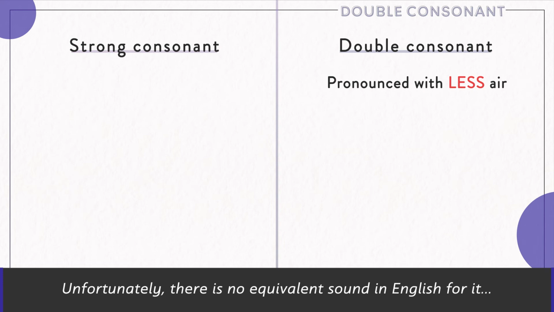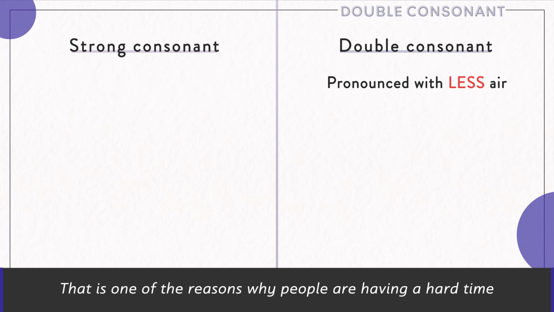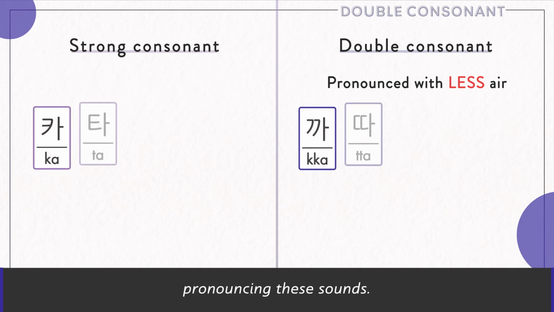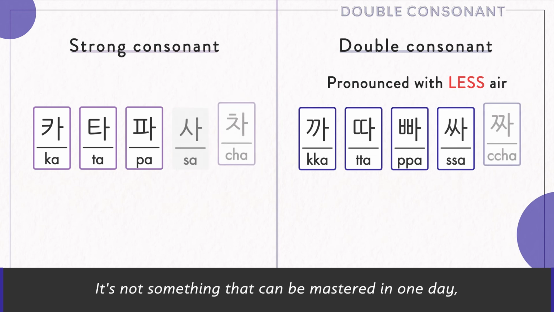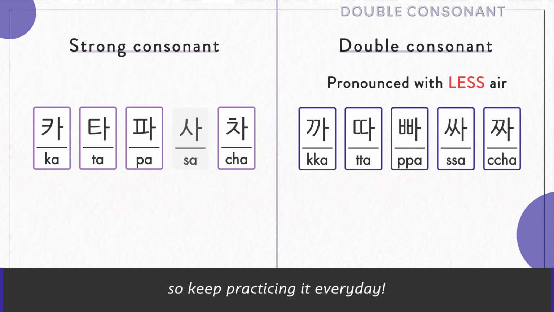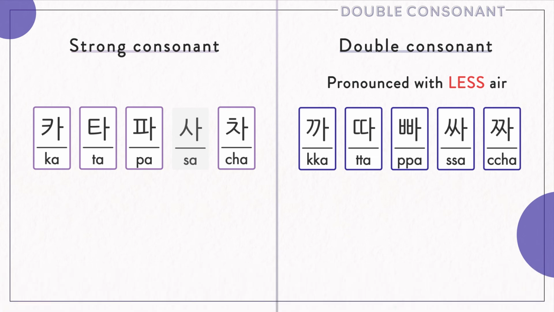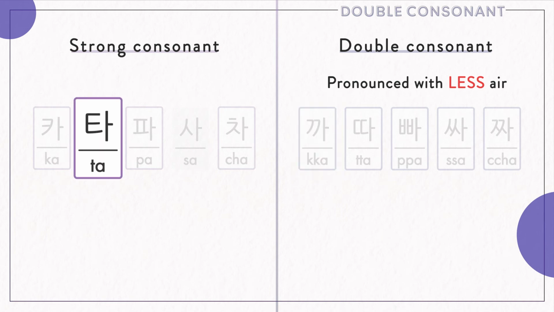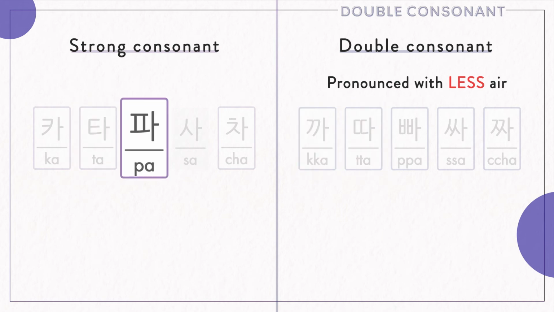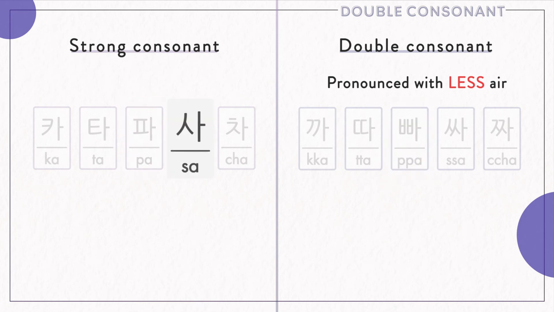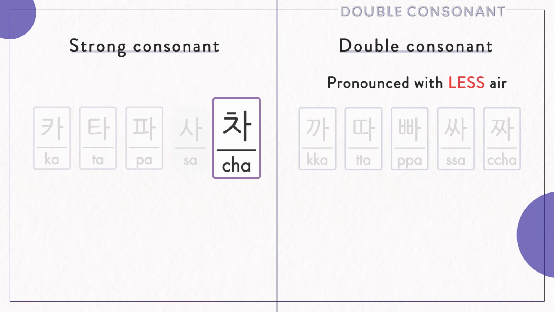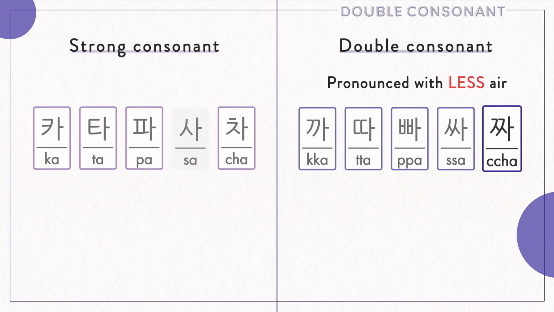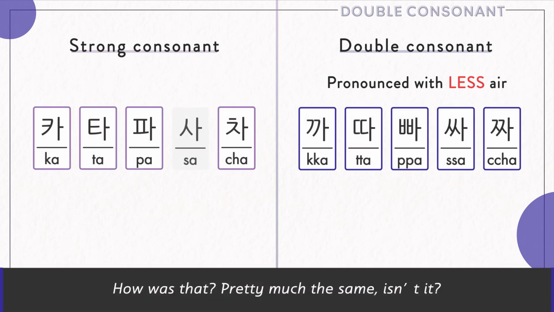Unfortunately, there is no equivalent sound in English for it, and that is one of the reasons why people are having a hard time pronouncing these sounds. It is not something that can be mastered in one day, so keep practicing it every day. Now, let's compare with the strong consonant. Listen carefully. Ka, ka, ta, da, pa, ba, sa, sa, cha, ja. How was it? Pretty much the same, isn't it?